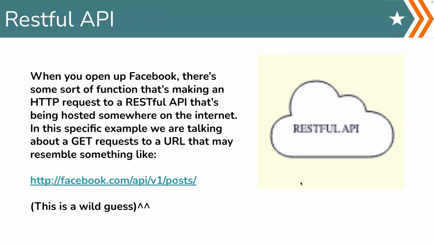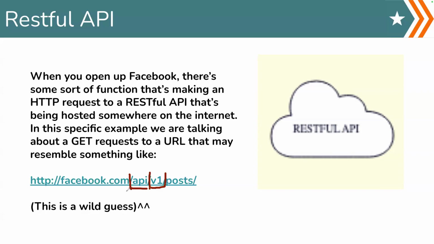In this specific example, we're talking about a GET request to a URL that may resemble something like this. Well, we have our HTTP, facebook.com, and then we see a URL pattern that matches an API. We know this is an API because they have it classified as API. Now, as we're creating our URL patterns in Django, you'll realize that this is just something that we're simply writing ourselves, the API portion and the V1 portion, which is just creating a version for the current state of our API.